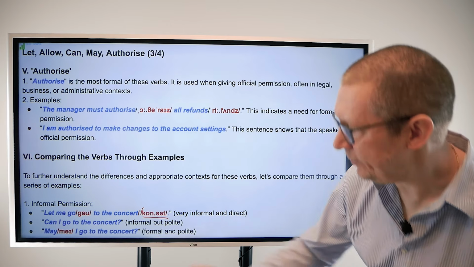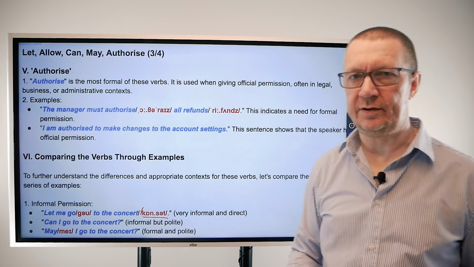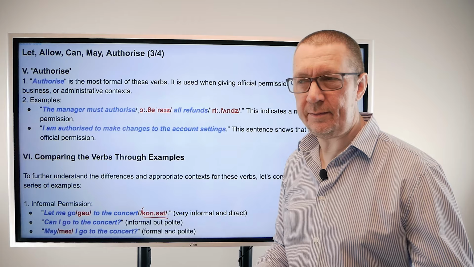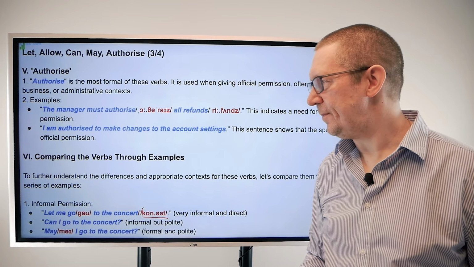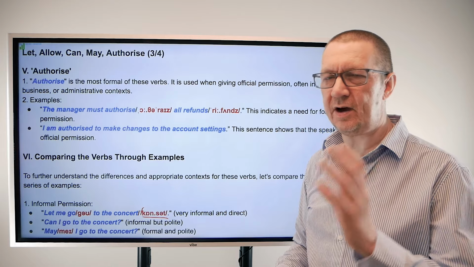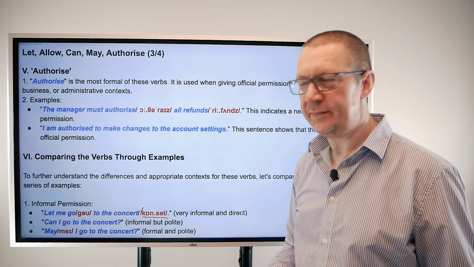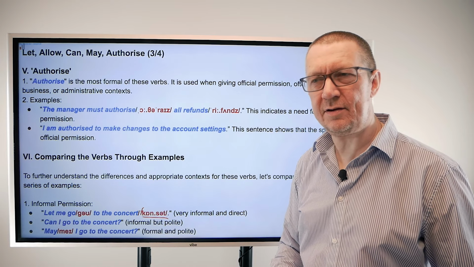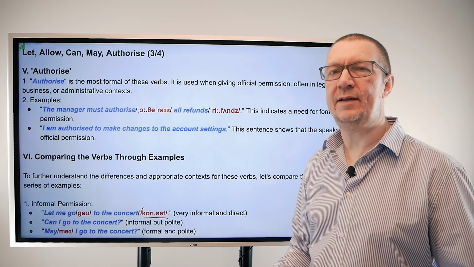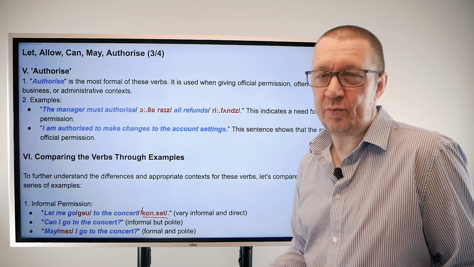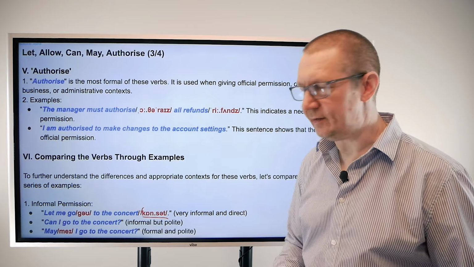Next we have, "Can I go to the concert?" So it's still informal, but it's a little more polite. It's not so direct, it's not so forceful. "Let me go" is almost like demanding, whereas "can I go" is a little less demanding. It would be considered more polite in a family setting.